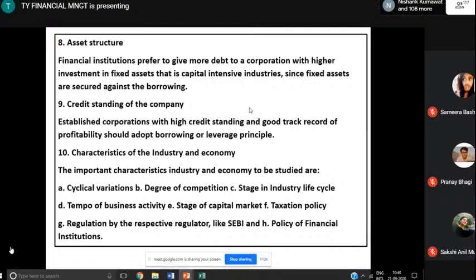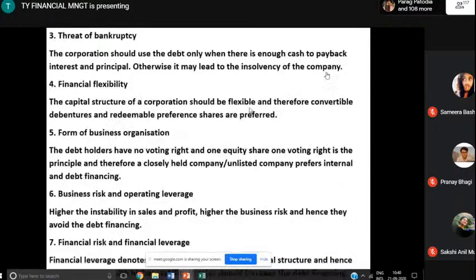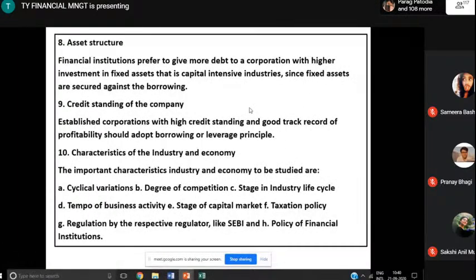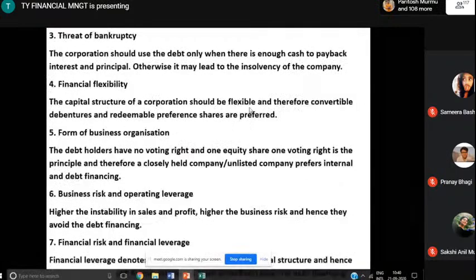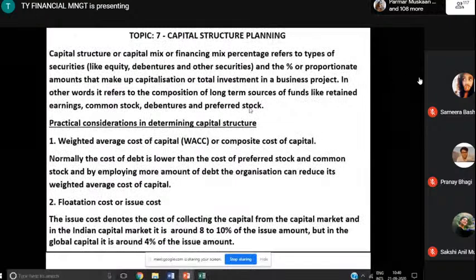No more points, only 10 points are there. Okay? Only 10 points are there, nothing to worry about. Who will be able to give me all 10 points? Come on, boys can try. At least the heading, only the heading I want. What is the topic name?